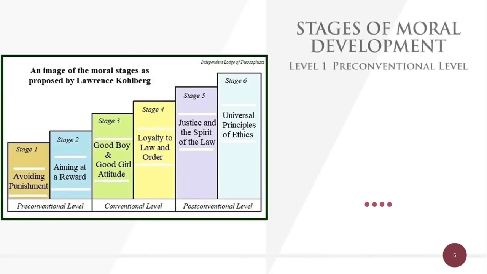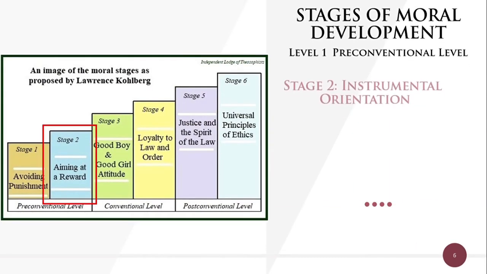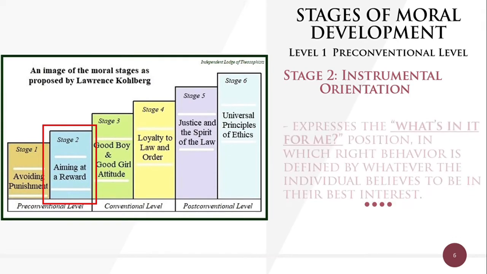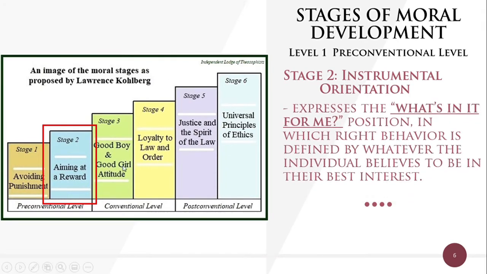Now for stage 2, still under level 1 pre-conventional level. In stage 2, which we call instrumental orientation, ano ibig sabihin nito, guys? Based on the keyword there, aiming at a reward. In stage 2, it shows a limited interest in the needs of others. So parang kanya-kanya ito, and only to the point where it might further the individual's own interests. Saka lang sila nagkakaroon ng pakialam sa ibang tao if it affects them as well.